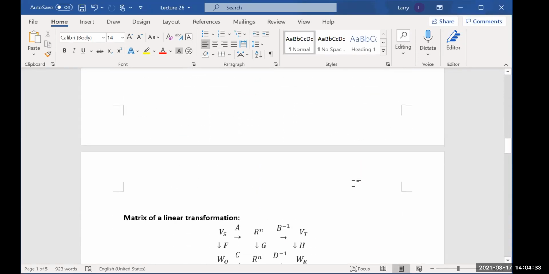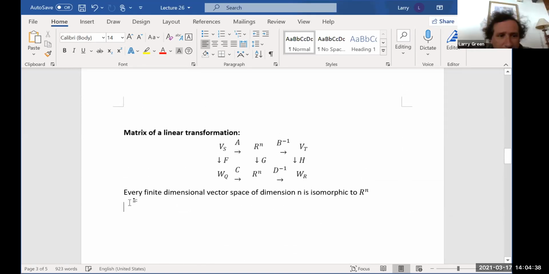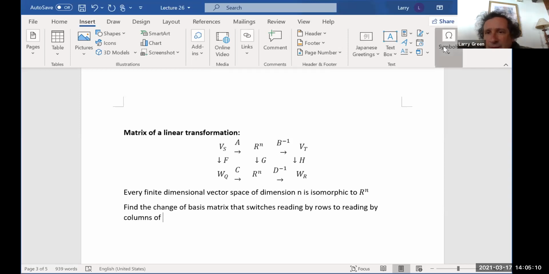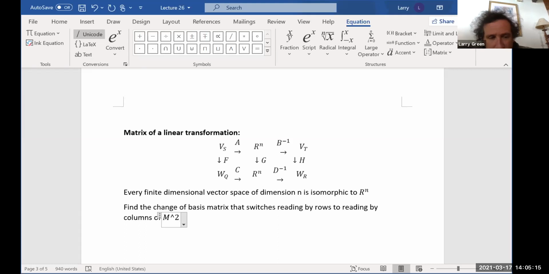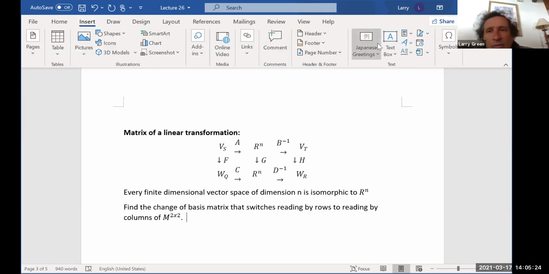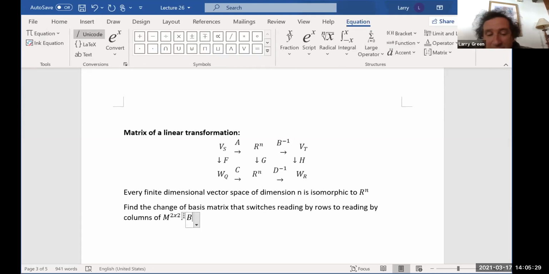All right, so now that we have that, we can do an example. Find the change of basis matrix that switches reading by rows to reading by columns of M2 by 2. So what we're looking at is we have two bases. The first basis is B, and it's going to have 4 matrices because it's M2 by 2.